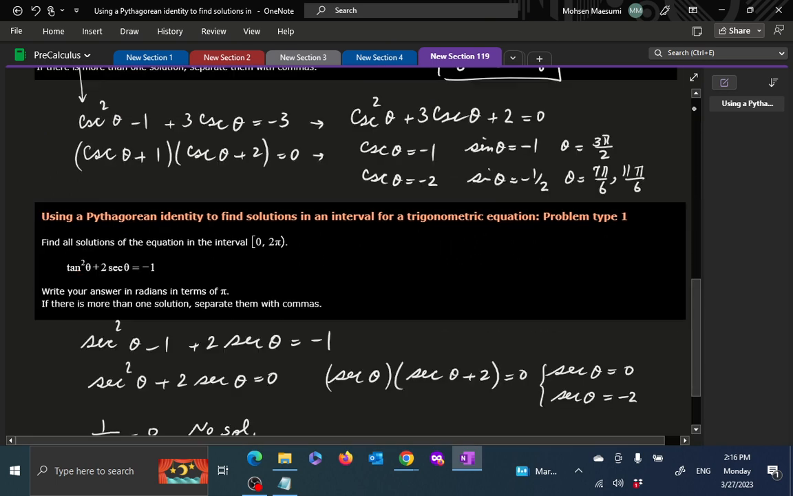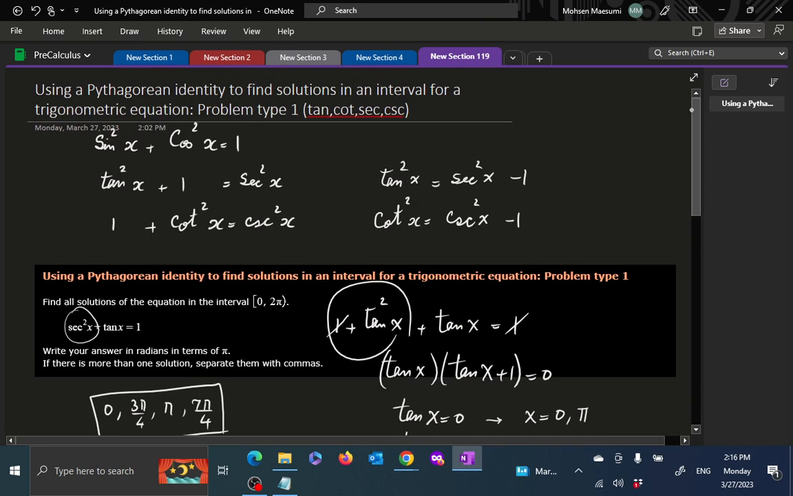So you either use it in that style if you have secant squared or cosecant squared. If you have tangent squared or cotangent squared, you use these forms. And the objective is to get an equation in just one function. So of these 6 trig functions, we have to have only one showing up in our final equation. Then we can use the tools from algebra to factor and find our solution.